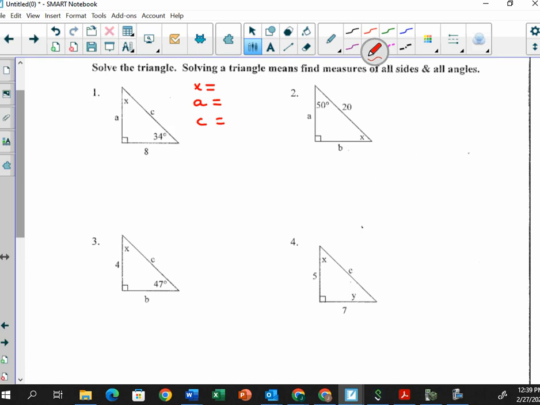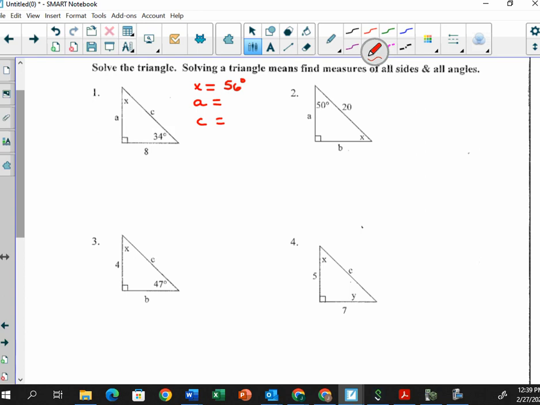X should be the easiest. What is x? 56. How do we know that? Yeah, you know there's 180 degrees in the triangle, so you can subtract the 90 and all of that, or you just know x and 34 have to be 90, and you could do that.